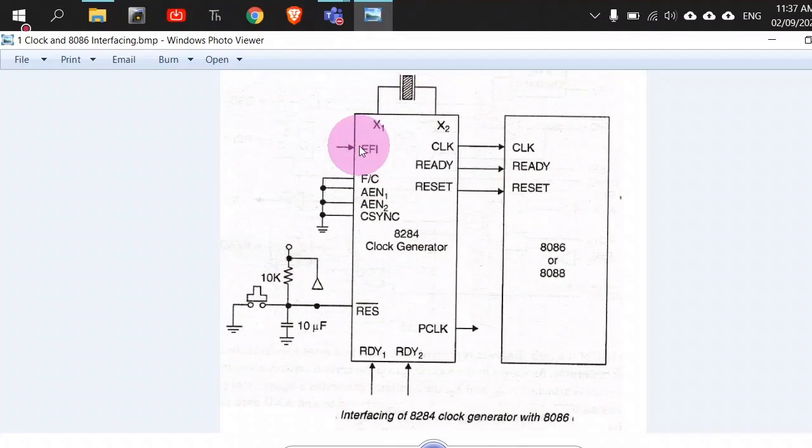So if this F/C signal is 0, that means you are operating with this crystal oscillator, right? Then these signals need to be grounded for the minimum mode of operation. And this clock generator was also taking ready 1 and ready 2 from the other peripherals that are interfaced to the complete microcomputer system, right?